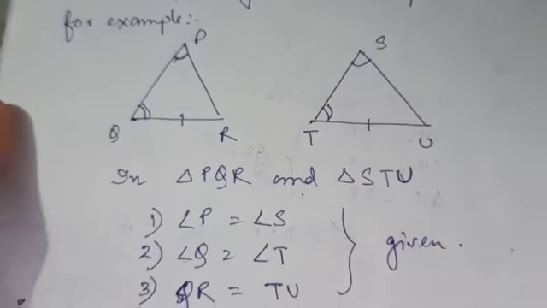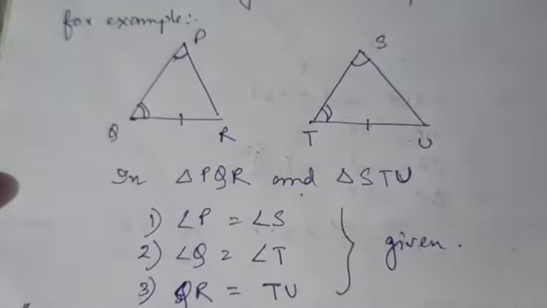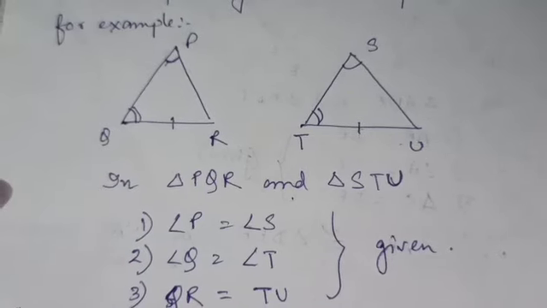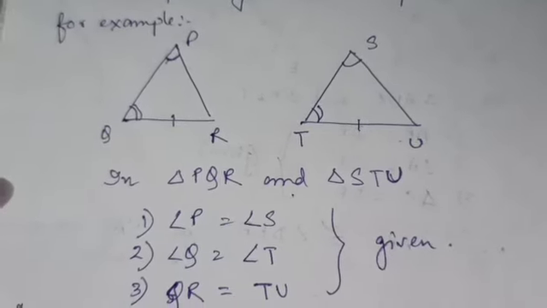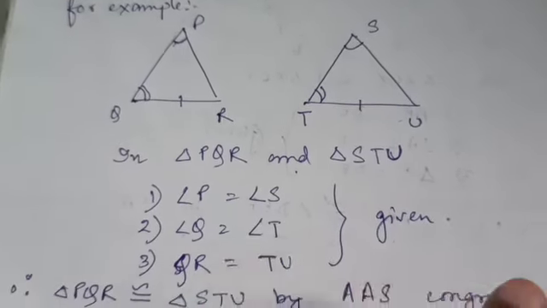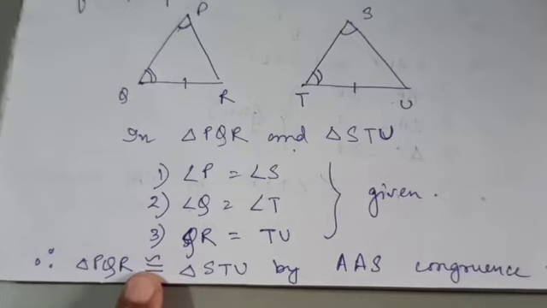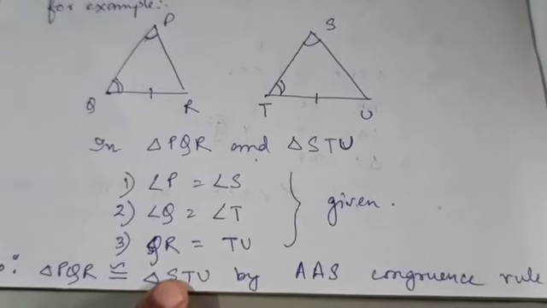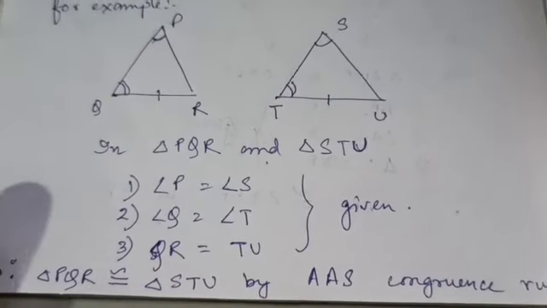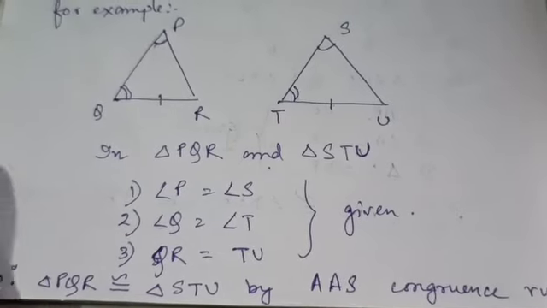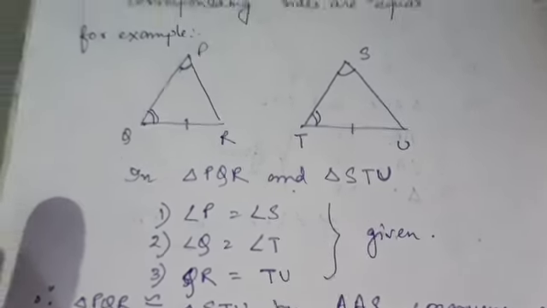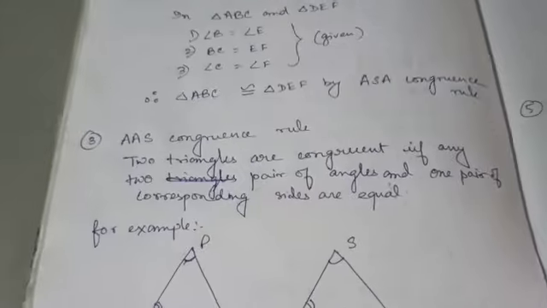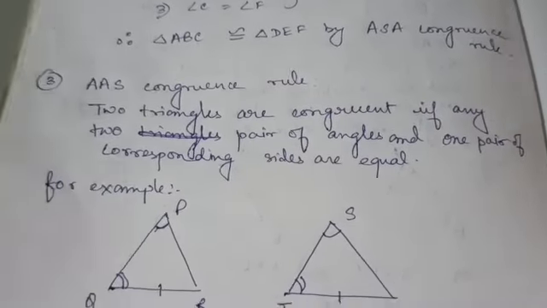So how will we write? We will write in triangle PQR and triangle STU, angle P and angle S are equal, angle Q and angle T are equal, QR and TU are equal. This is all given. So triangle PQR is congruent to triangle STU by angle angle side congruency rule. This follows when the side is not included. When the side is included, we will follow angle side angle, and when the side is not included, we will follow angle angle side.